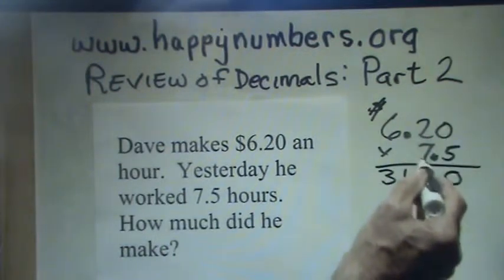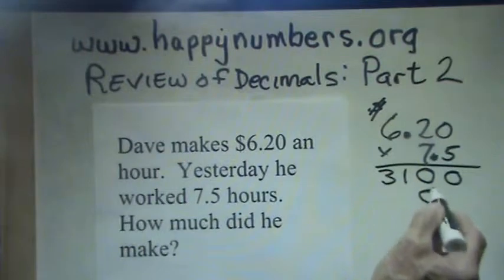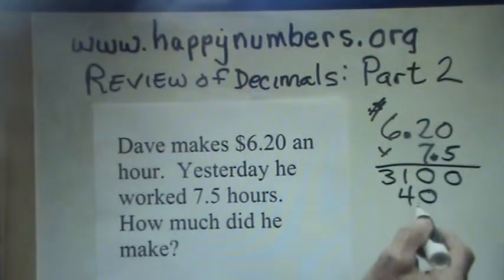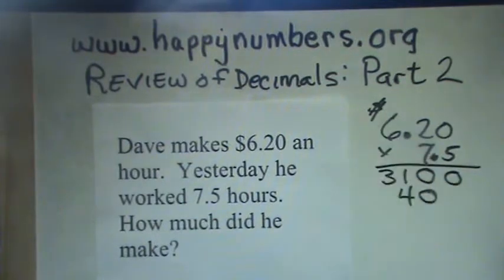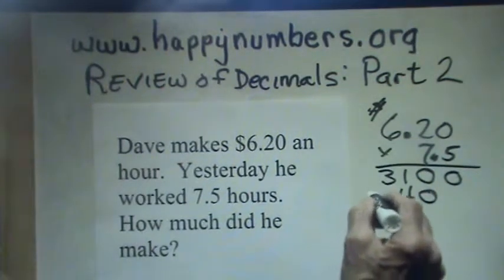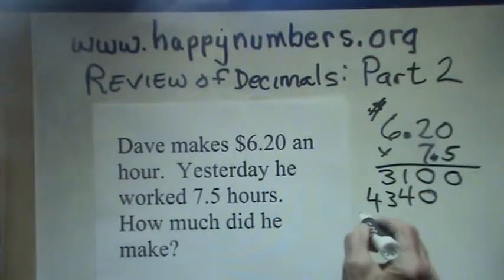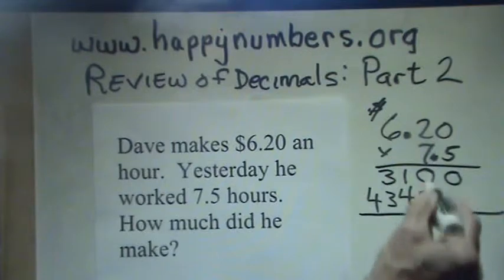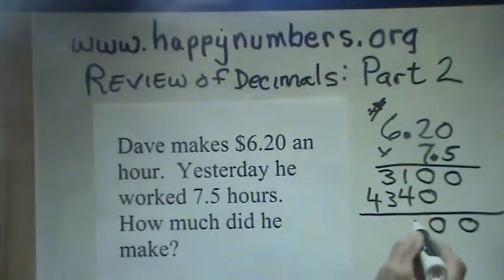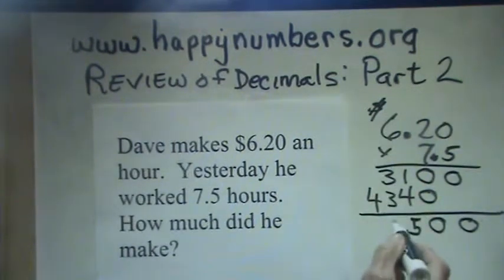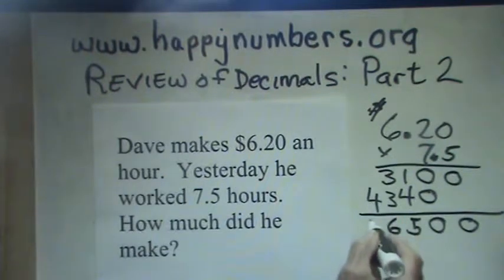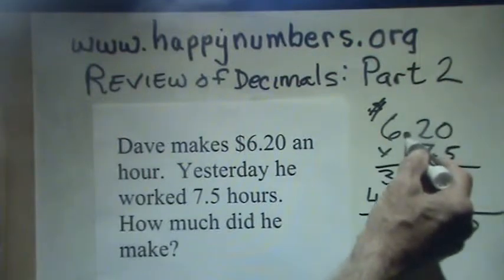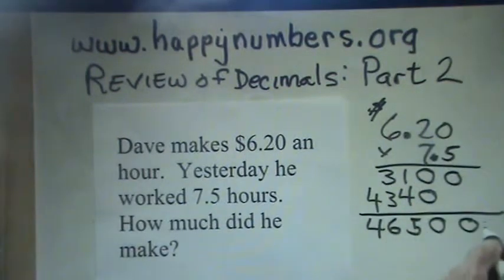Now I come over here. 7 times 0, 0. 7 times 2 is 14. Put down the 4, carry the 1. 7 times 6 is 42, and the 1 that I carried is 43. Okay, now I do my addition. 0, 0. 1 and 4 is 5. 3 and 3 is 6. 4 is 4. Now I count my decimal places. 1, 2 on the top, 1 on the bottom, that's 3.